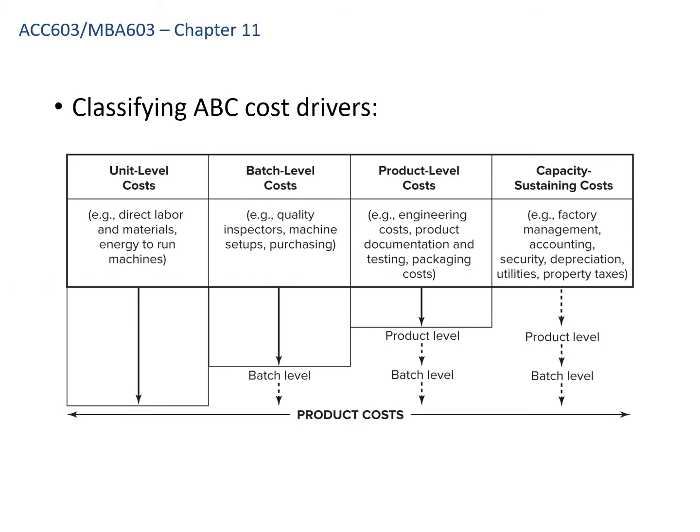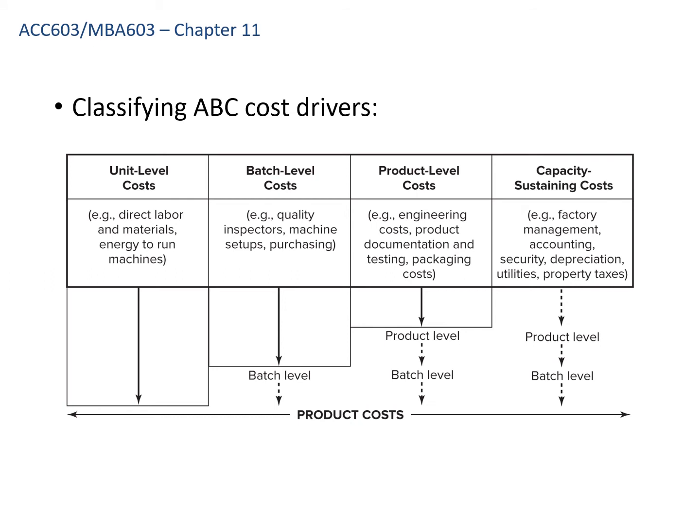So if we make 100 parts in a batch, there might be a quality control inspection on a sampling of that 100. There could be some machine setups that we have to have an engineer come out and set up the jigs in the machine properly to run that production run. Or we could have purchasing requirements.